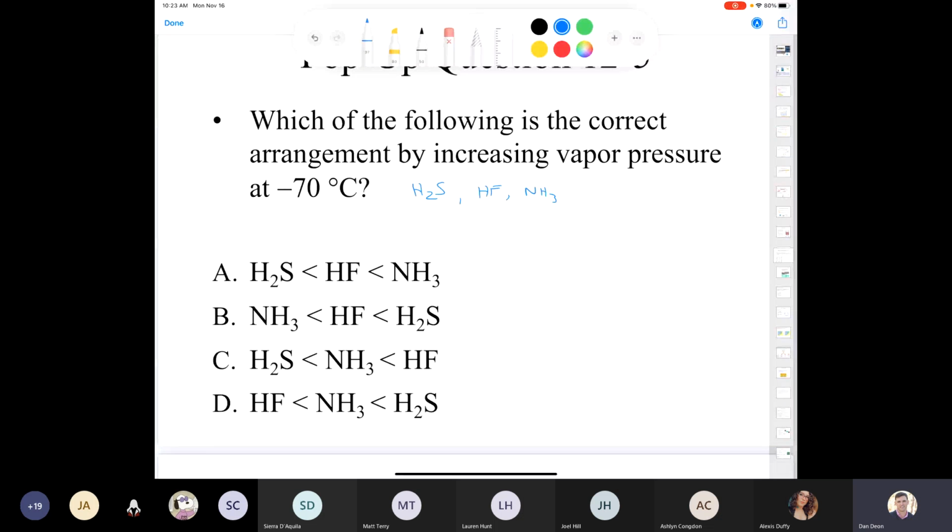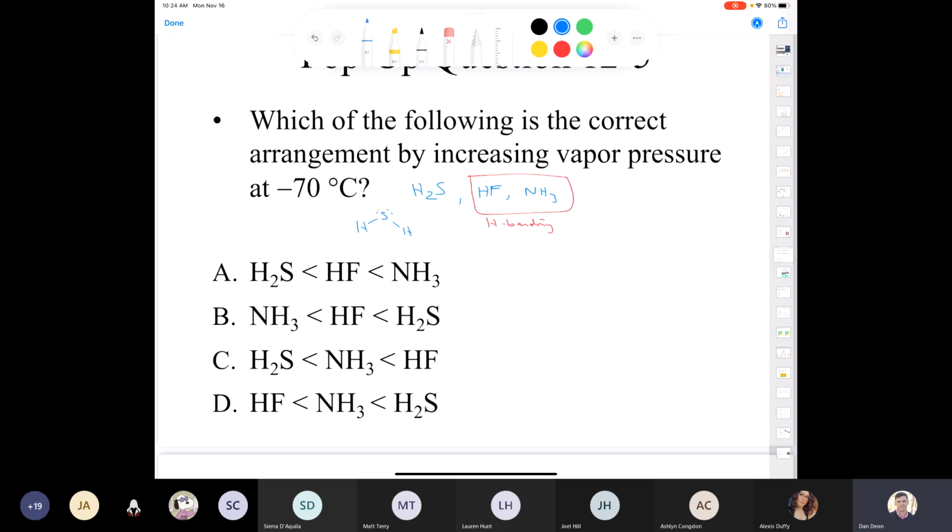Hydrogen sulfide, hydrogen fluoride, and ammonia. Well, if we compare these three molecules, these two have hydrogen bonding. Okay, H2S is a polar molecule, isn't it? We draw out the structure of H2S.